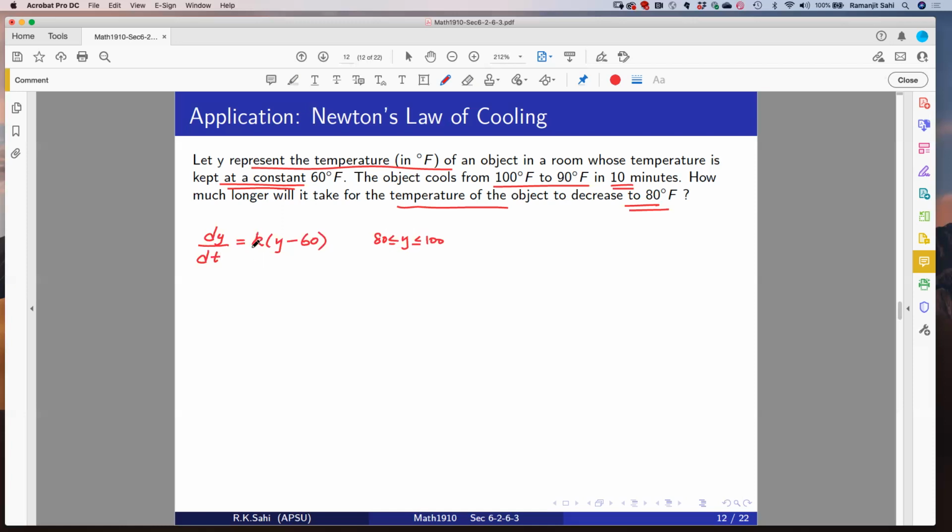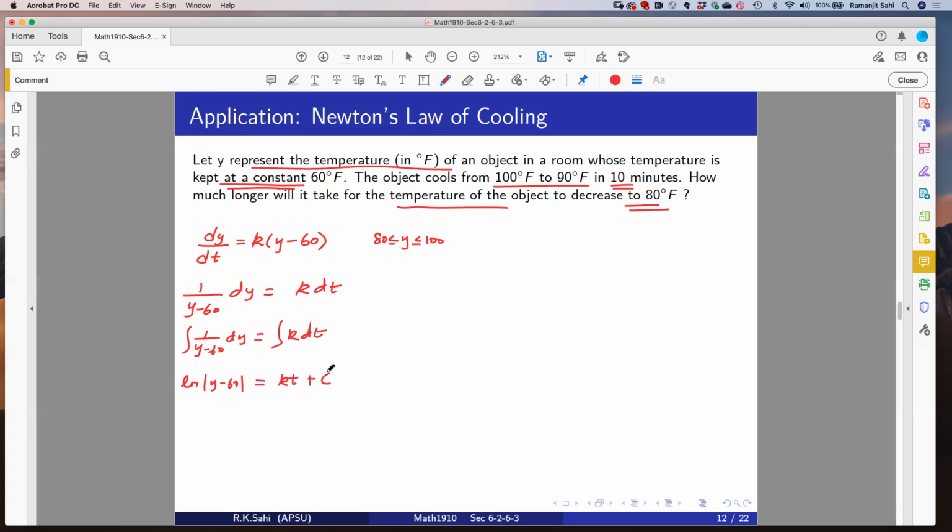Now, if I want to find a solution to this differential equation, I will be using a variable separable form, getting the y's together and the t's together. So it is 1 over y minus 60 dy equals k times dt. Then we will integrate. We have done our integrals giving natural logs. So the natural log of the absolute value of y minus 60 equals k times t plus a constant.